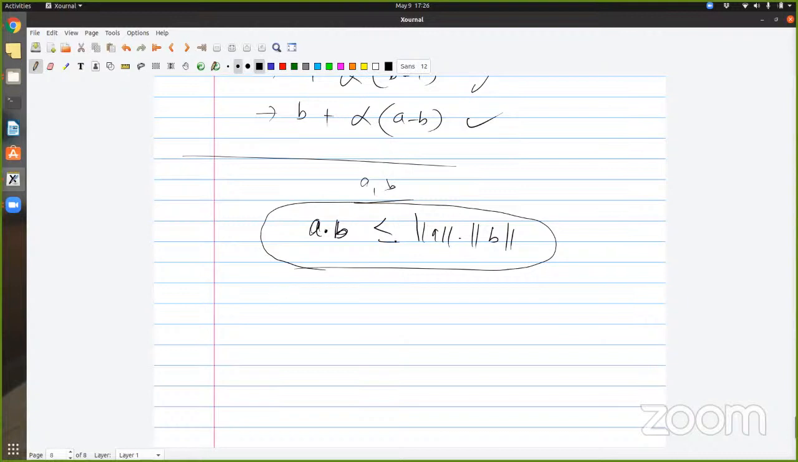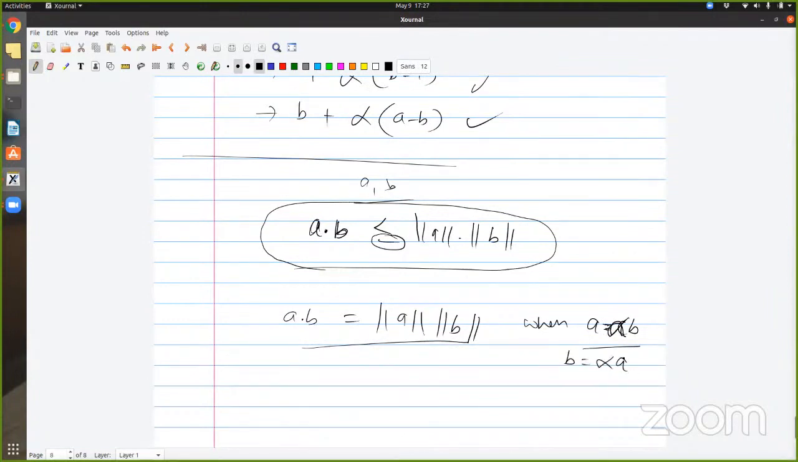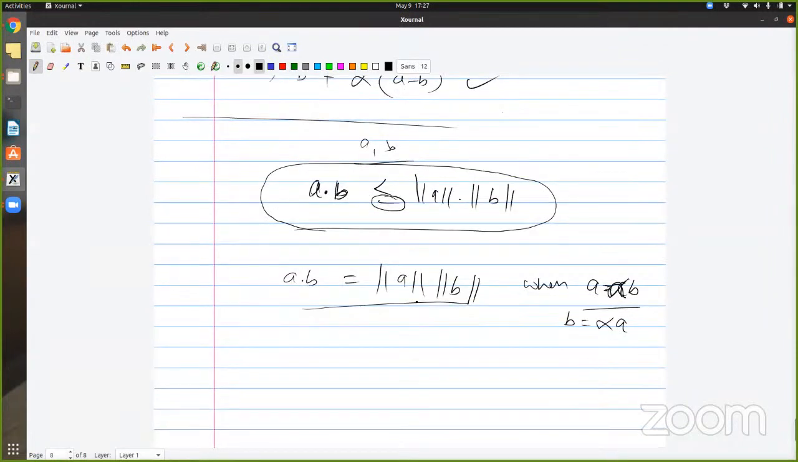Also, in which case will it be equal? Let's talk about that. A dot B will be equal to the multiplication of both magnitudes when A is, let's say, alpha times B. A is a scalar multiple of B. Only in that case, these will be equal. Either A should be a scalar multiple of B or B should be a scalar multiple of A. Since A and B are in the same line. Yes, correct. The vectors are in the same line. Okay. Right.